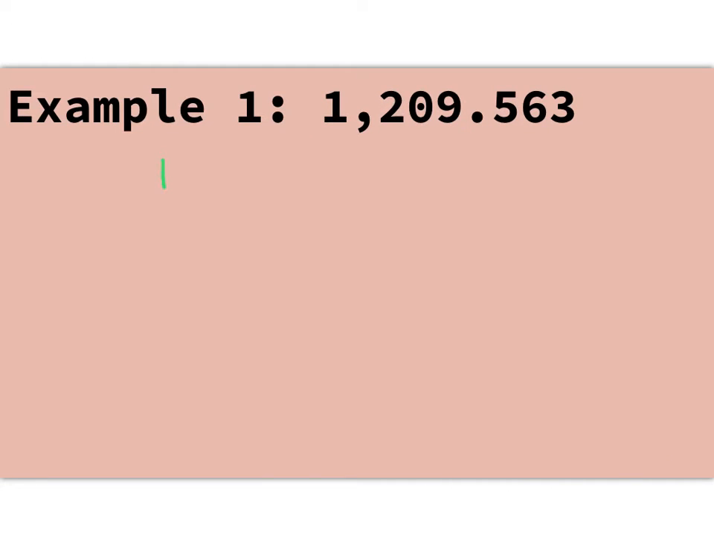So we have 1,000 plus 200 plus nothing in the tens place, 9, plus 500 thousandths, 60 thousandths, and finally 3 thousandths. This is one way of writing expanded form.